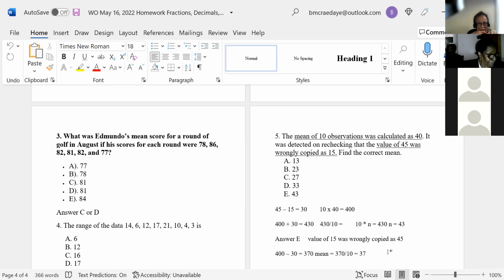The important thing is that once you say 45 was wrongly copied as 15, that means 30 points was left out of your total. And that's why you add it back into your 400. It's very easy. But when I reversed it and said the 15 was wrongly copied as 45, I put 30 more than I should. So I subtract the 30 out. Got it?